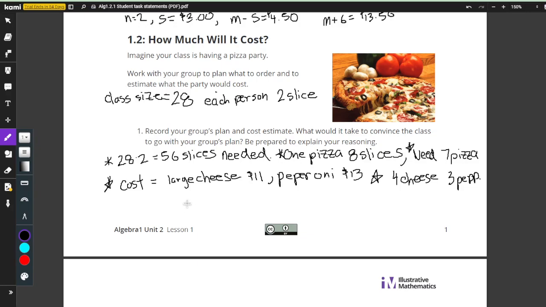So that means at the end, we're going to state 4 times 11 plus 3 times 13. And that gives us a total of $83. Okay, $83 is our total of how much it's going to cost us to have all these pizzas. Okay, we'll come back to that.